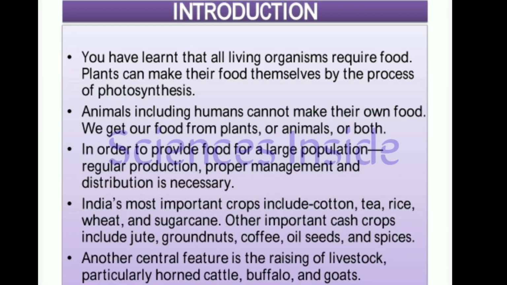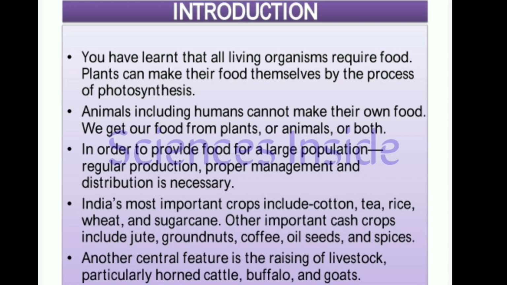So you have learned that all living organisms require food. Plants can make their food themselves by the process of photosynthesis. You have done this chapter in your previous class, how plants prepare their food. Animals including humans cannot make their own food, and we get our food from plants, and our food can be animal also. Human population is increasing at a rapid rate.